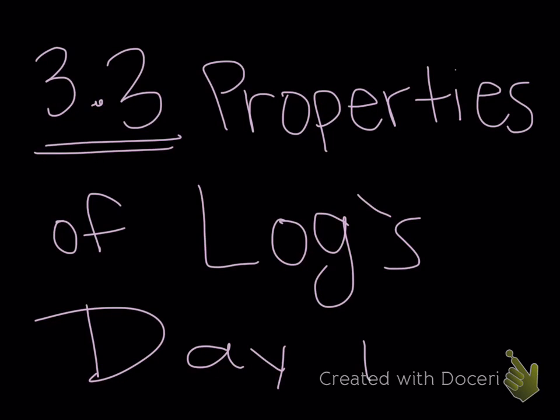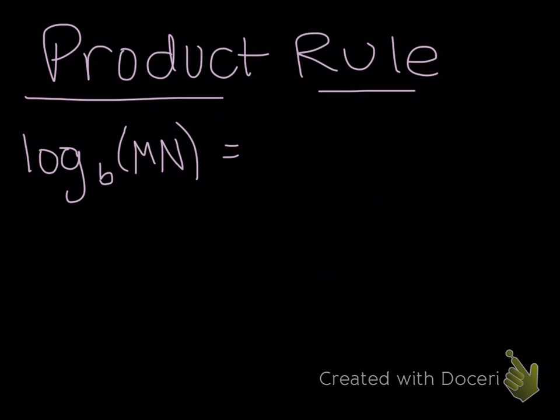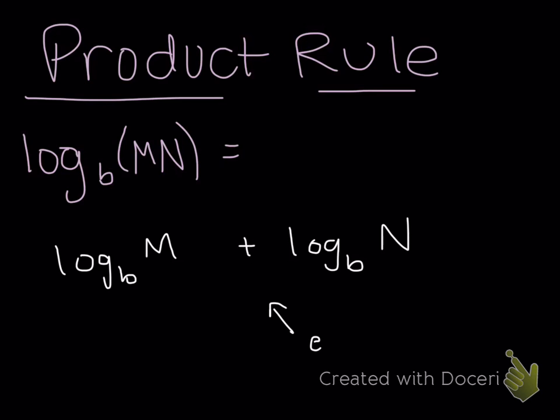Today we're doing section 3.3 and this section is on the properties of logs. So the first rule we're going to talk about is the product rule. So right now I'm giving you the condensed side. If I were to expand this, this would become log base b of m plus log base b of n. So this is the expanded version.